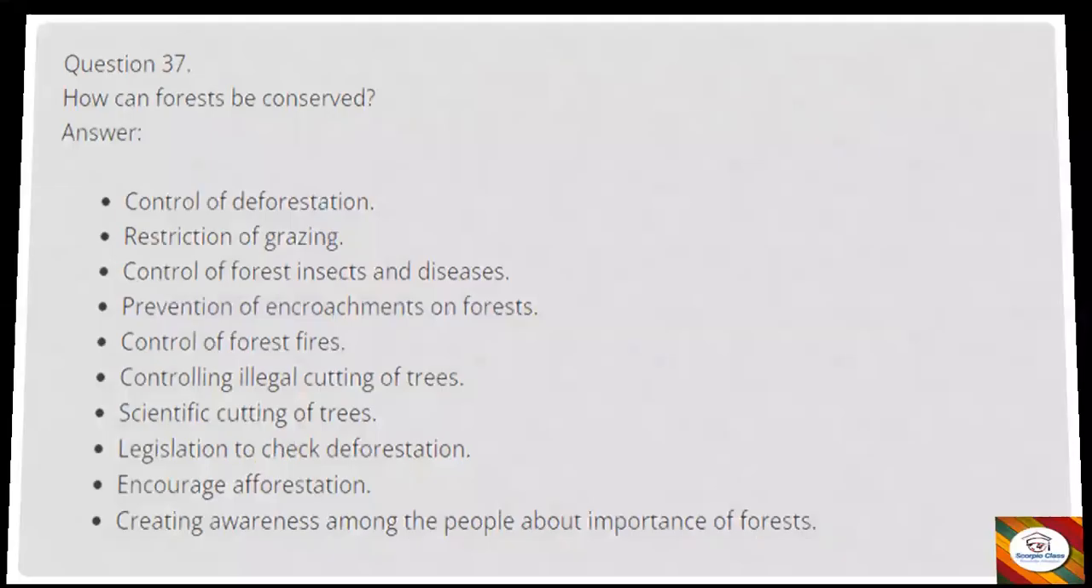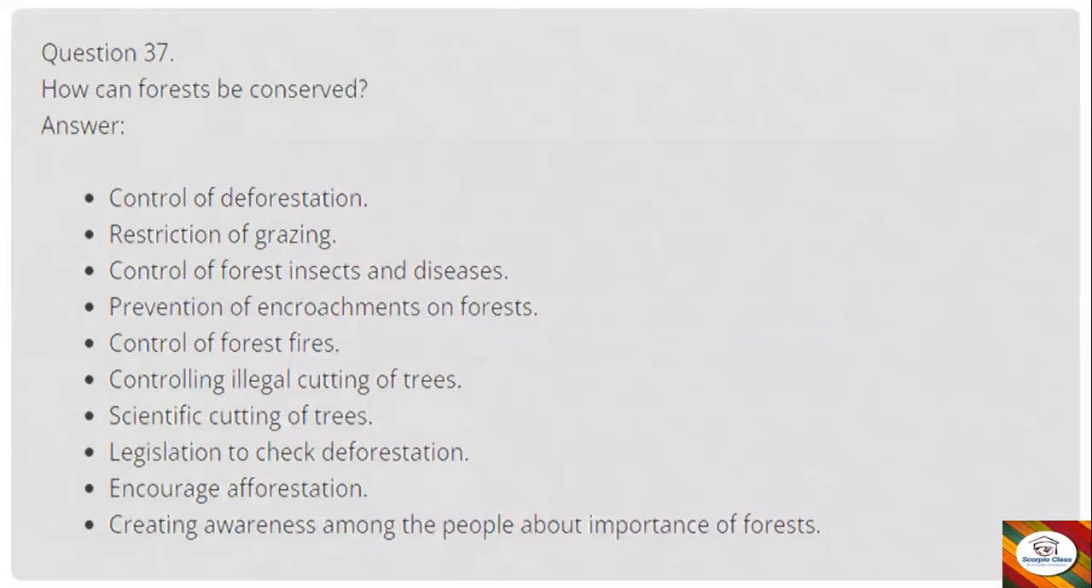Okay, moving to the next question, question number 37. How can forests be conserved? Answer. The following steps can be taken for conservation of forests: control of deforestation, restriction of grazing, control of forest insects and diseases, prevention of encroachments on forests, control of forest fires, controlling illegal cutting of trees, scientific cutting of trees, legislation to check deforestation, encourage afforestation, creating awareness among the people about the importance of forests. Okay, so these points will help you write this answer.